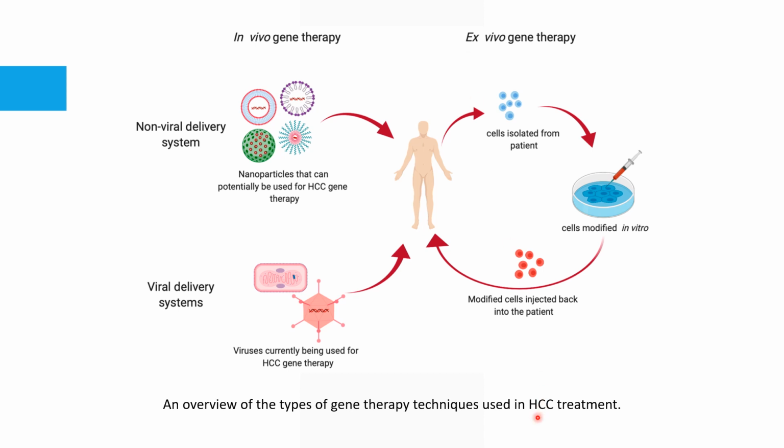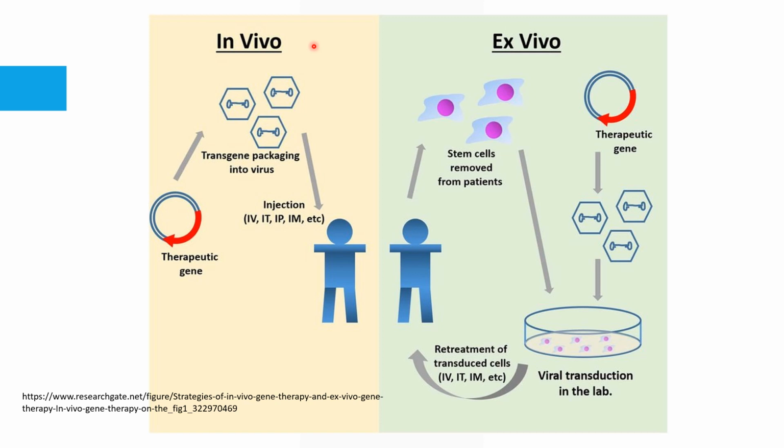So we have here another diagram showing the strategies of in vivo gene therapy and the ex vivo gene therapy. In vivo gene therapy on the left starts with placing the therapeutic gene into the viral genome. The viral vector is then injected into the body via IV intravenous, IT intrathecal, IM intramuscular, or IP intraparenchyma to transduce target cells.